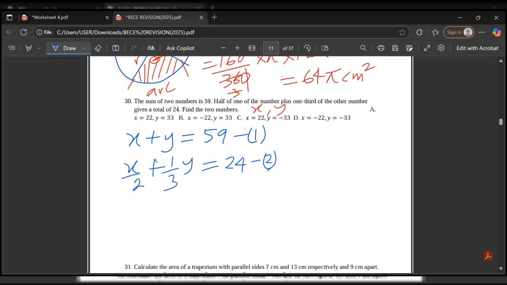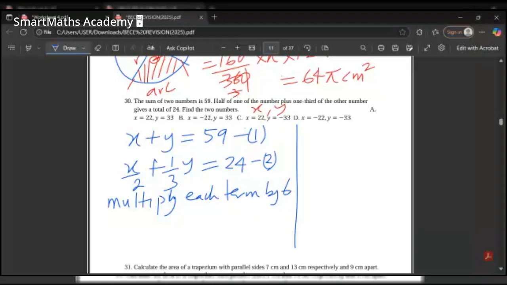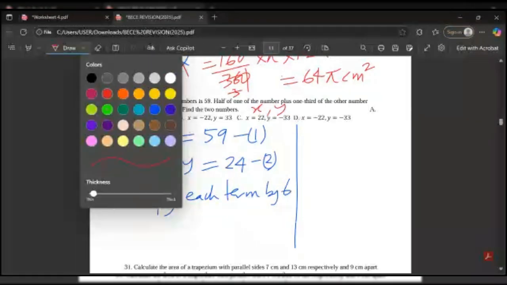But before we solve this simultaneously, equation 2, we have to make it linear because this is a fraction. How are you going to make it linear? Find the LCM of the denominators. The LCM of the denominators here is 6. So you are going to multiply each term in the equation by 6. Let me write it out so that you understand. Multiply each term by 6.